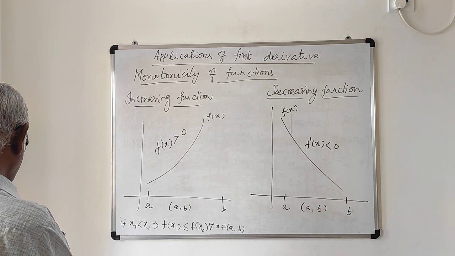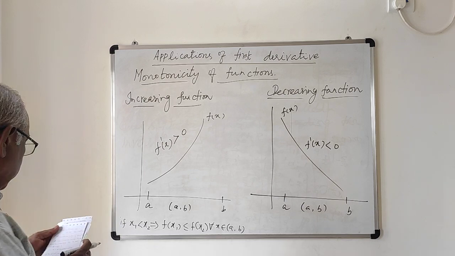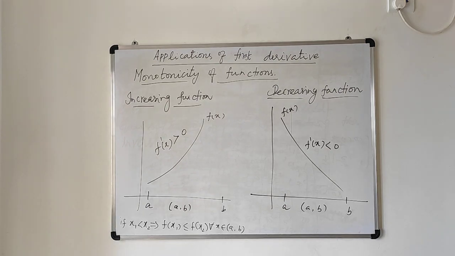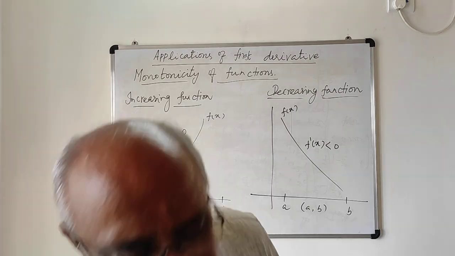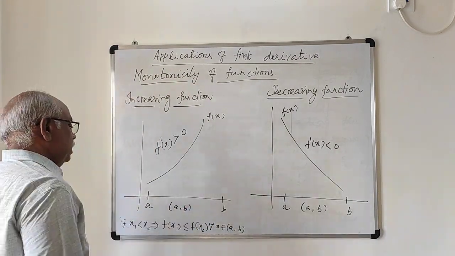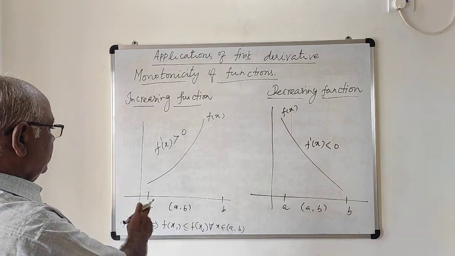See, monotonicity implies that f of x1 is less than or equal to f of x2 for all x in a comma b. If it is the case, the function is an increasing function in the interval a comma b.